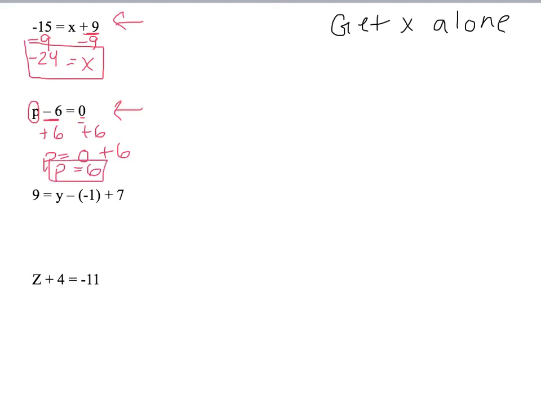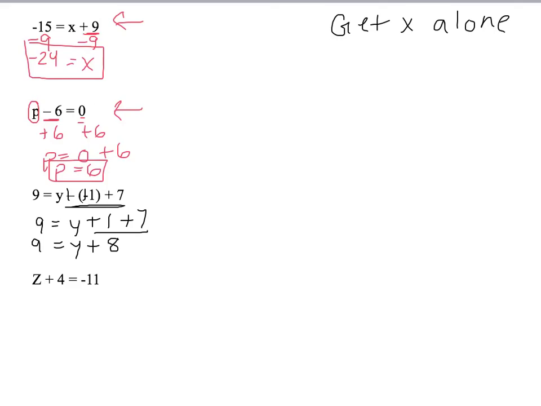For our next one, we have 9 equals y minus negative 1 plus 7. So if you haven't paused the video at this point and tried some on your own, now would be a good time. So for this one, we want to actually simplify everything on this side first to make it a little bit easier. So we're going to say 9 equals y, remember two negatives, so minus negative 1 becomes a positive. Two negatives equal a positive, so it becomes y plus 1 plus 7. We can simplify that a little bit more, and we can have 9 equals y plus 8. We can add 1 and 7, plus 1 plus 7 is 8.